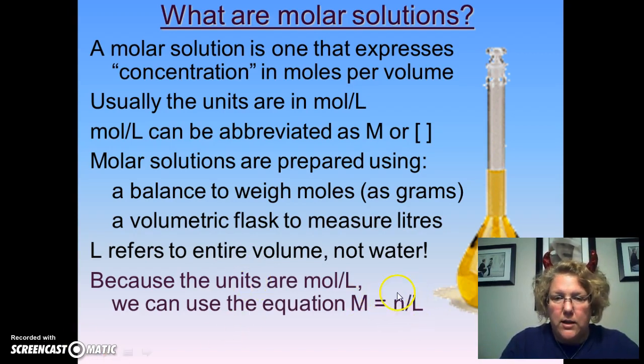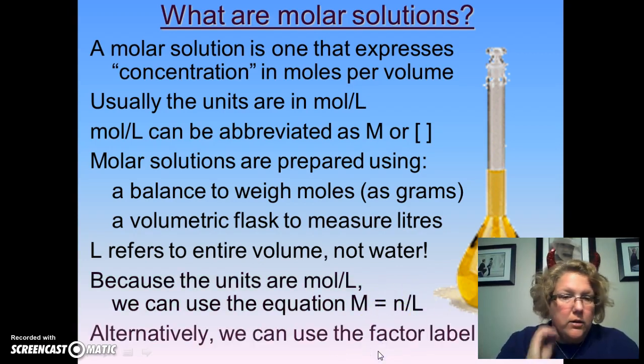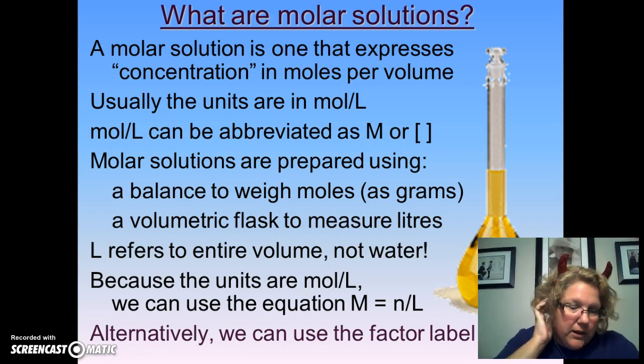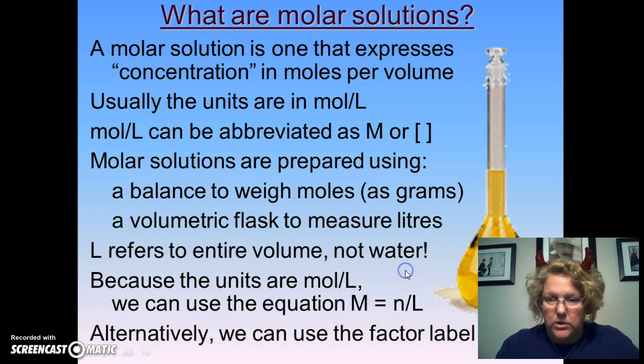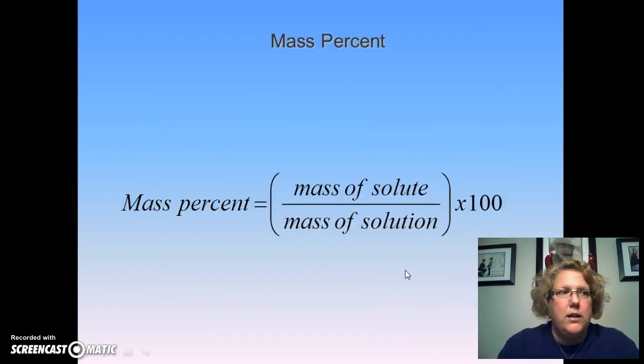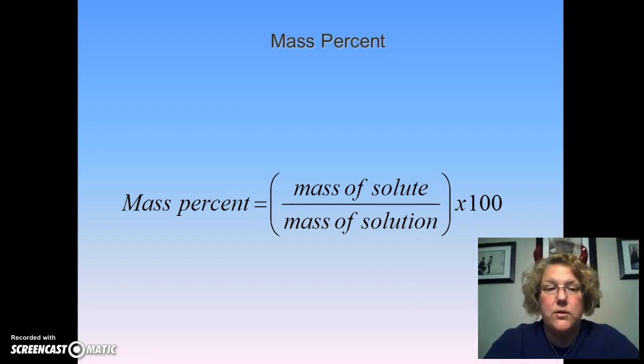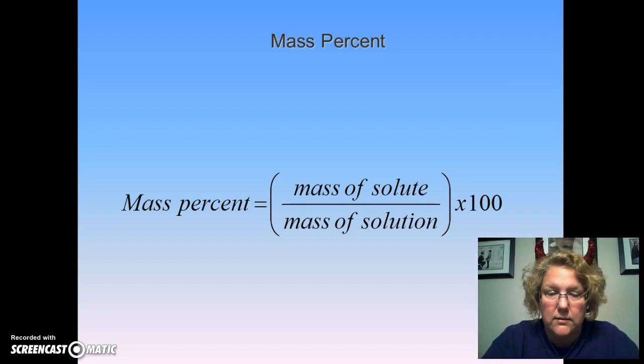So one way to write the equation is with an n in place of the moles. n means number of moles. And then, of course, the volume in liters, and that gives you molarity. You can also use the factor label method, or conversion factors is what I call them. Just like we use density as a conversion factor, I like to use molarity as a conversion factor. Sure, you could just plug it into the formula and do algebra, but I think it's quicker and easier to do it with a conversion factor.